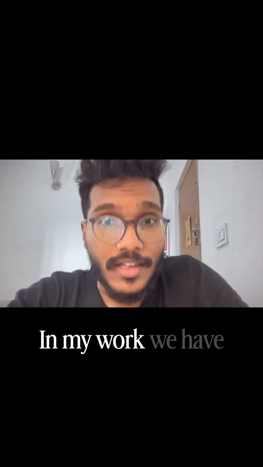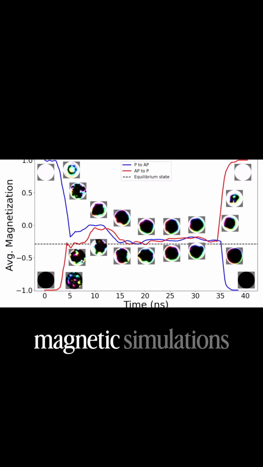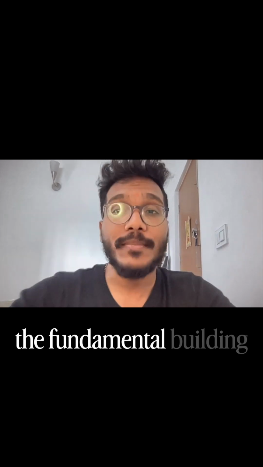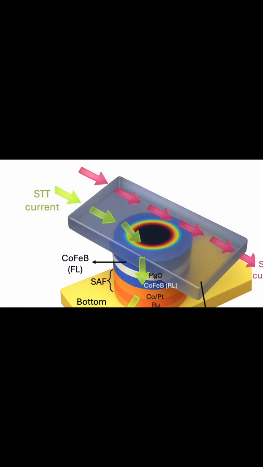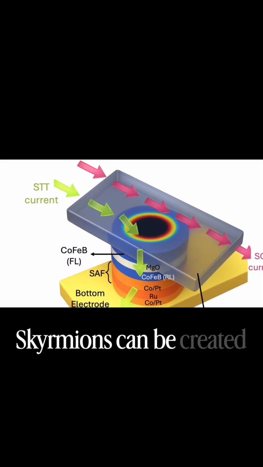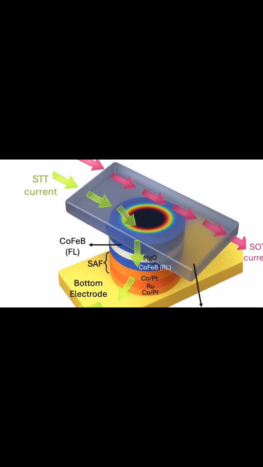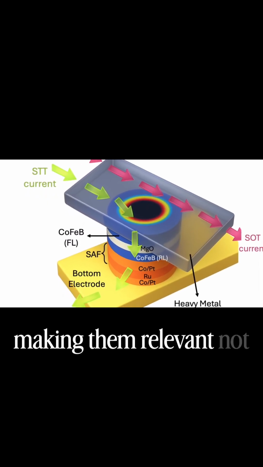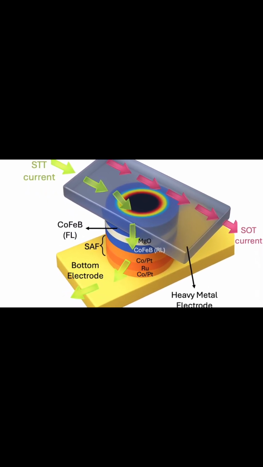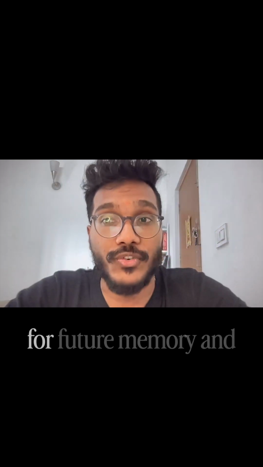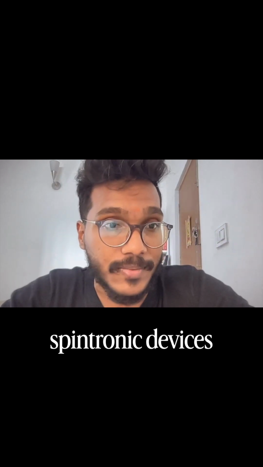In my work, we have shown using micromagnetic simulations that skyrmions can be nucleated using electrical current in magnetic tunnel junctions, which are the fundamental building blocks of modern magnetic memory technologies. This demonstrates that skyrmions can be created and controlled in realistic device architectures, making them relevant not just as a physical curiosity, but as functional elements for future memory and spintronic devices.